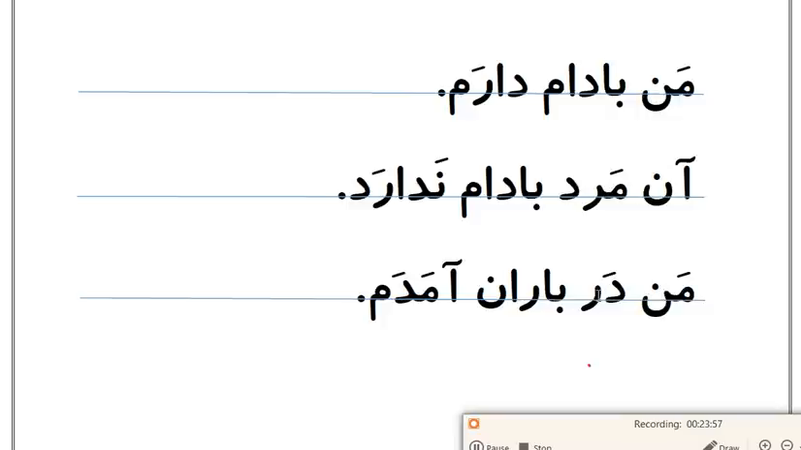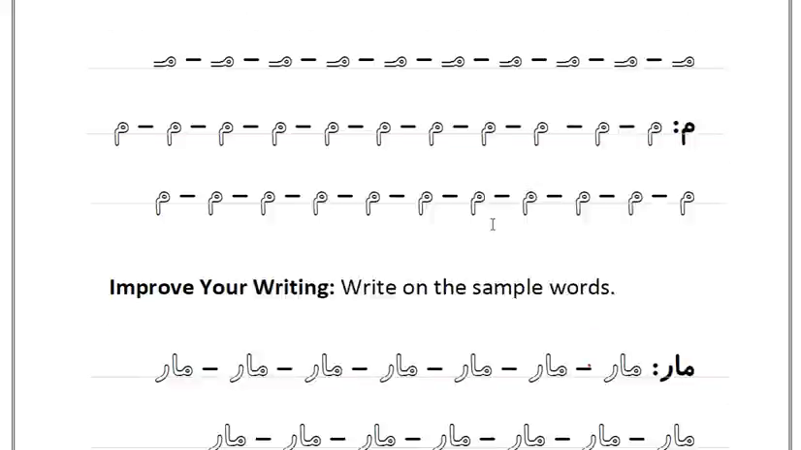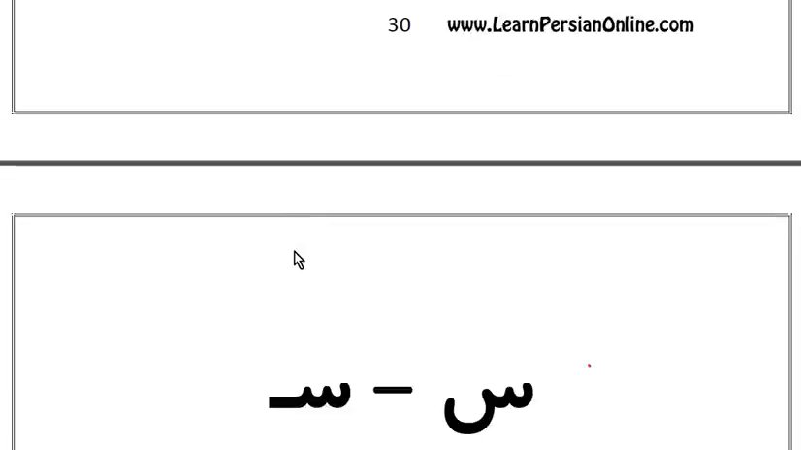من در باران آمدم. من در, در means inside or at or under, باران آمدم. Okay, here you can practice, improve your writing, write on the letters or words.